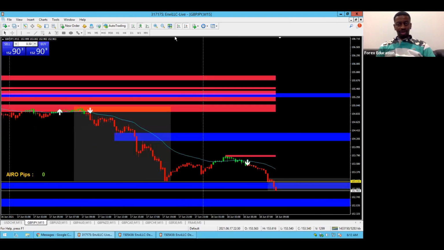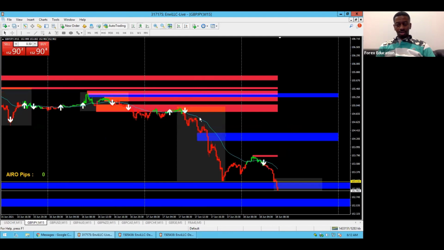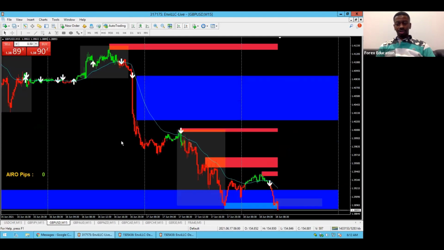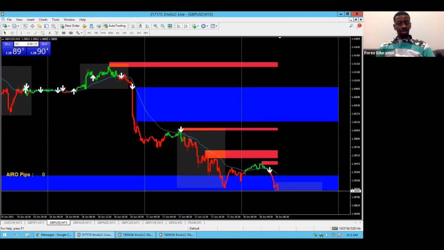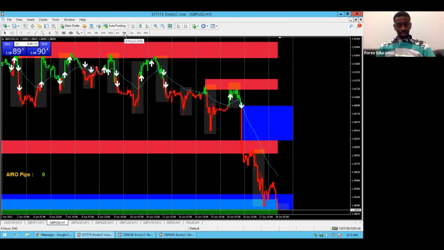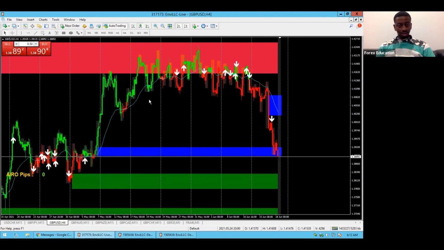All right, cool. We gotta go find that next level. All right, so we'll keep our eye. GJ is in a downtrend. GU is in a downtrend. GU doing the same thing. Good Lord. H1 sitting at a zone. That's good to see. H4.